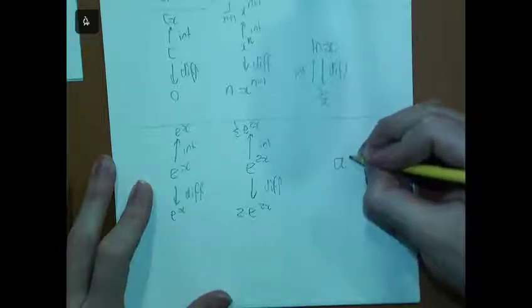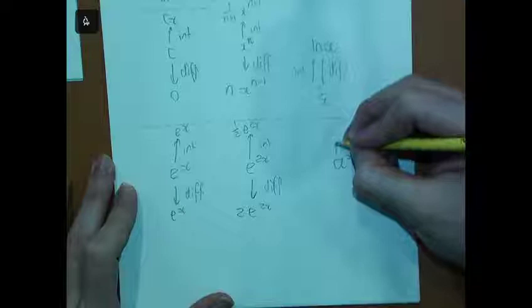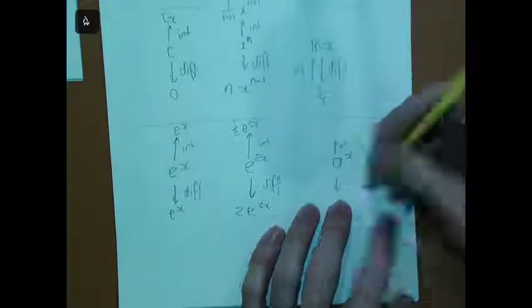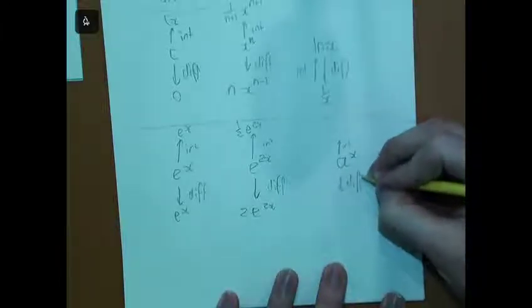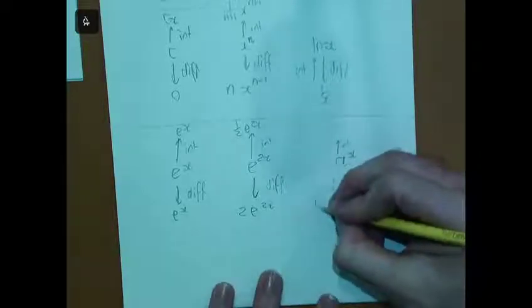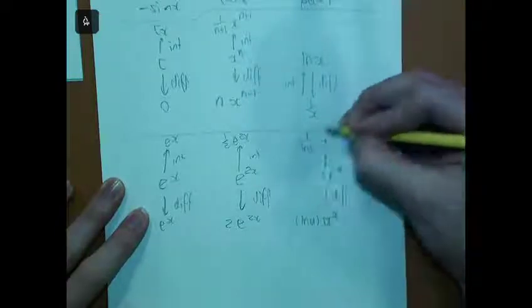And then finally, there is one more. If you just have any old number to the power of x, like that, if you differentiate it, it will be the same as what we started with, just like it was for e to the x, only you'll have to times by ln of a. And if you integrate it, it will be the same as what you started with, only you'll have to divide by ln of a.